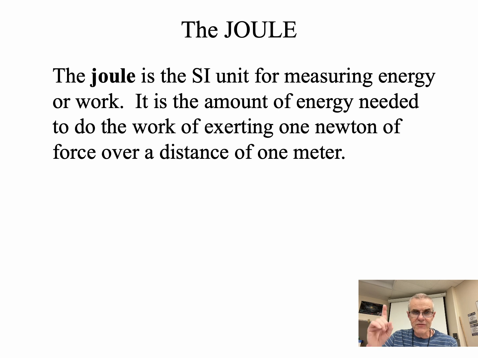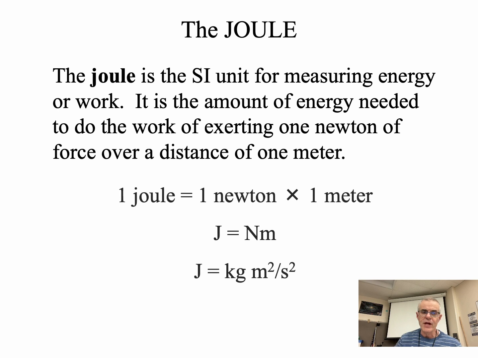It is the amount of energy needed to do a certain amount of work. Exerting a force of 1 Newton over a distance of 1 meter would be an amount of work equal to a joule, requiring an amount of energy, 1 joule. You need energy to do work. It's in our definition. Energy is the ability to do work. So that means 1 joule is equivalent to 1 Newton times 1 meter.